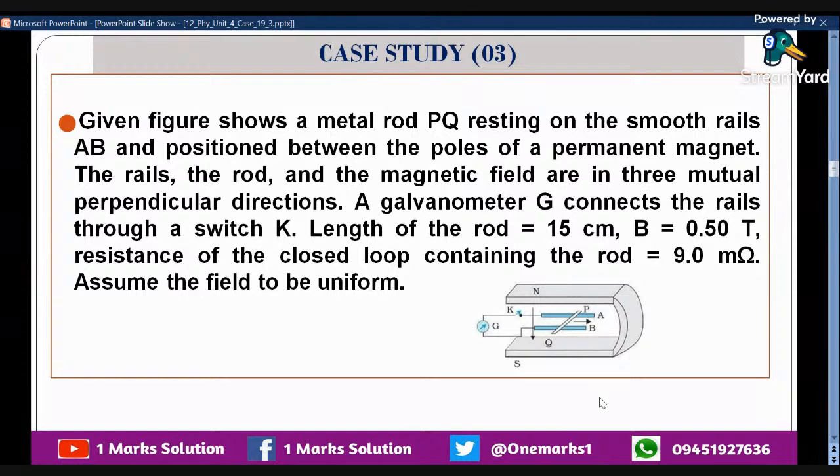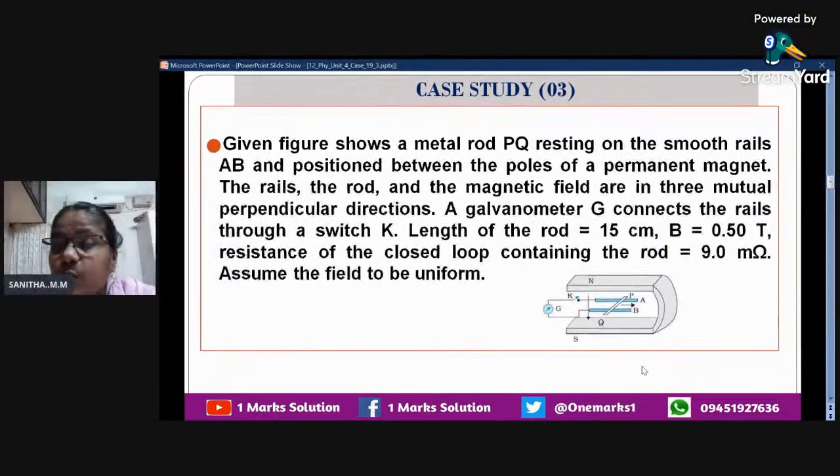A galvanometer G connects the rails to a switch K. One more thing is also there: a galvanometer G is connected between the rails. What is the use of a galvanometer? To detect the presence of current. Where there is current, the galvanometer shows a deflection. If there is no current, the galvanometer shows zero deflection. That is the thing you should know.